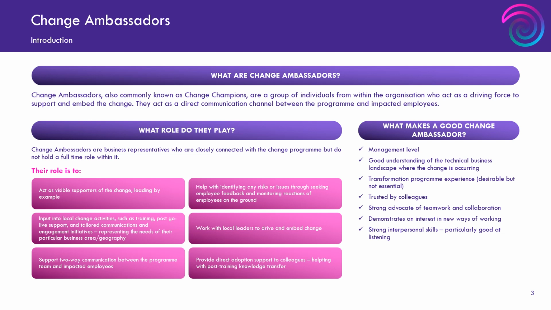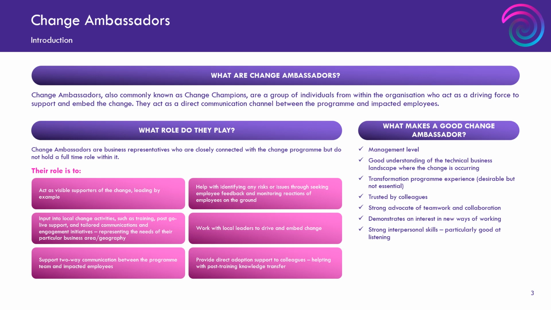They're a real conduit between the change program and wherever they come from in the business, so bringing that two-way communication, bringing feedback around requirements, needs, challenges of their particular function or geography. They're really there to provide support, to role model the change, to possibly give hands-on support to training and adoption, and to identify any risks or issues on the ground, in reality, of how the change is being received, and then report that back to the change program.